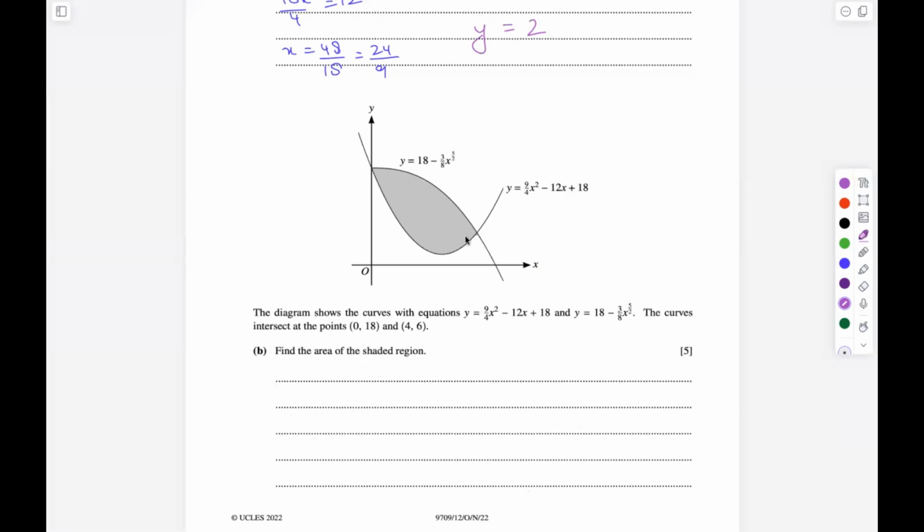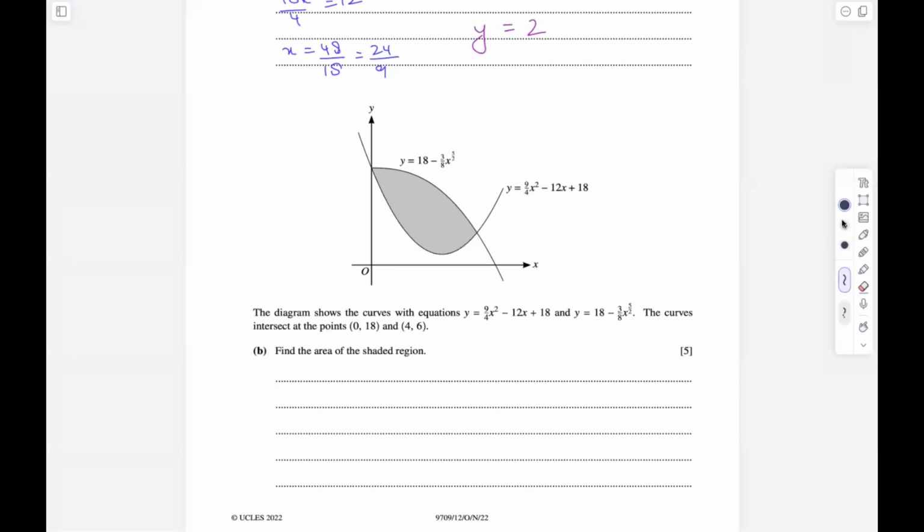Now, to find the area of the shaded region, first we'll find the area under the curve with the equation y equals 18 minus 3/8 x to the power 5/2. Now we know that they are intersecting at the points 0 and 4. So this point will be 4. Integrating and substituting the limits for this equation will give us this total area. And then integrating 9/4 x squared minus 12x plus 18 will give us the area under the graph for this particular equation, which is the area in the green shaded part. Then finally we'll subtract the two areas to get the area for the shaded region.